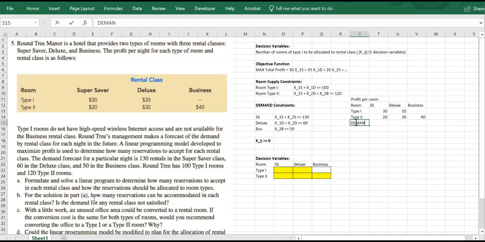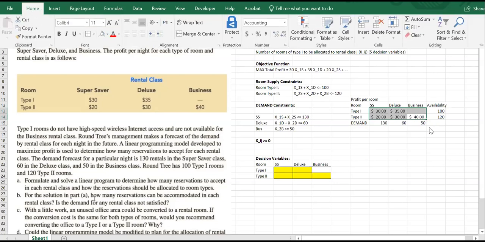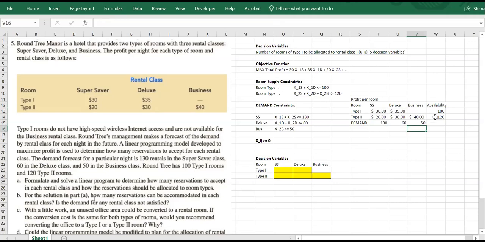the demand for each type. We have 100, 30, 60, and 50. And let me also write down the availability of rooms. We have 100 type 1 and 120 type 2. All right, and these numbers are dollar values. And these numbers are number of rooms, all right? And I think that's it, yes.